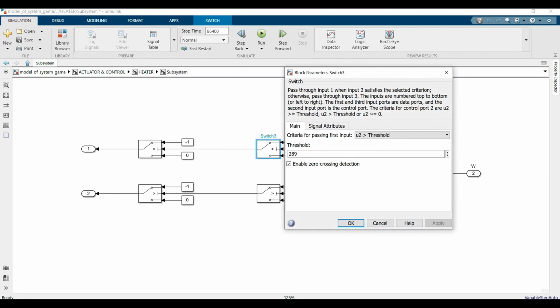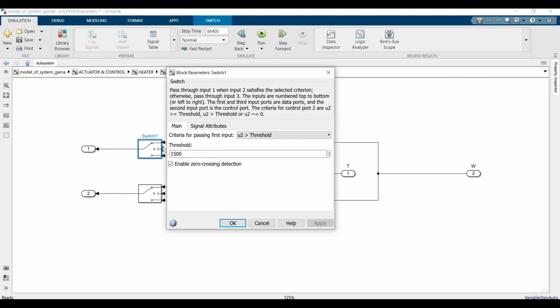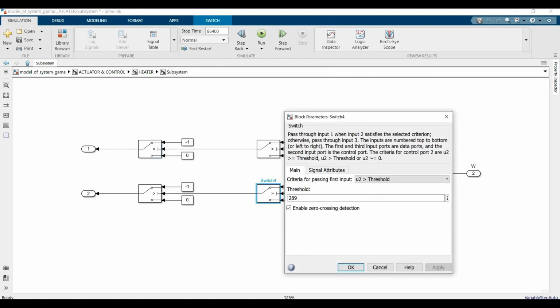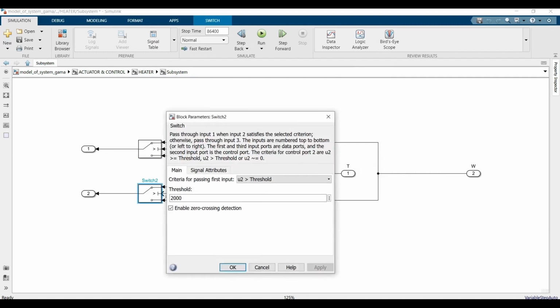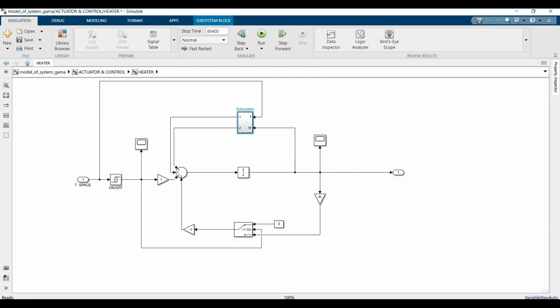If the temperature is higher than 289 Kelvin, the upper limit is 1500, and if the temperature is lower than 289 Kelvin, the upper limit is 2000. At this part, like a cooler, if the heater is turned off, the generated heat decreases slowly because of this.